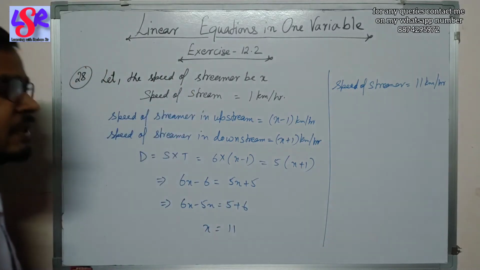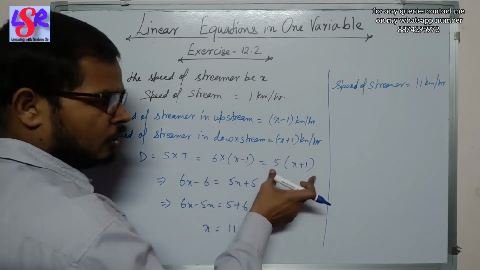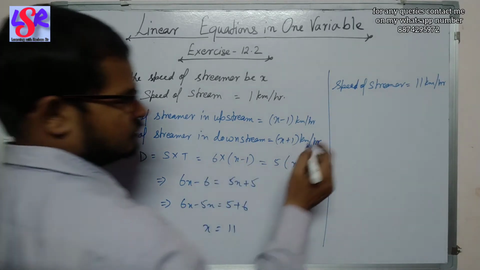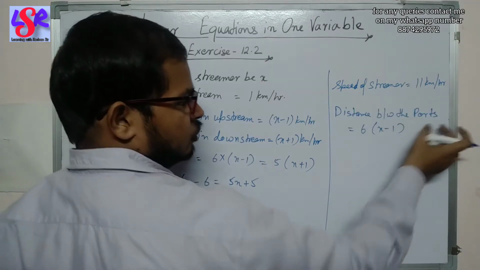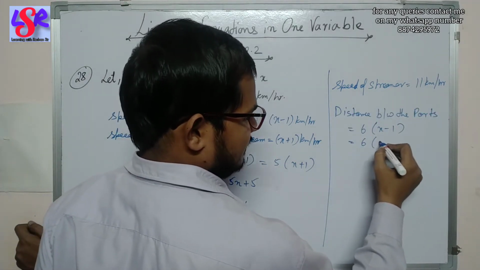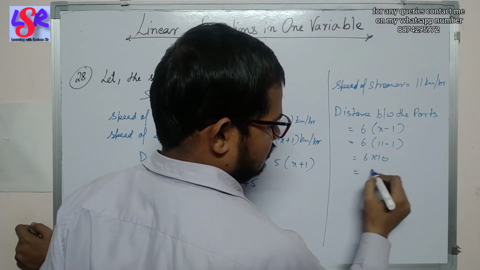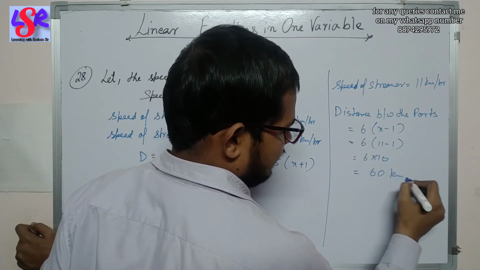Now he is asking for the distance between the ports. So we can find the distance with the help of this one or with the help of this one. Let's do it by this one only. So distance between the ports equals 6 into x minus 1. And here we are going to place the value of x as 11 minus 1, that is 6 into 10. And this will be 60 kilometers as the answer.